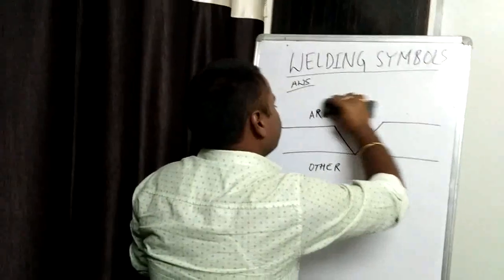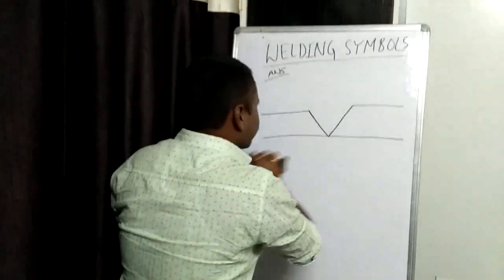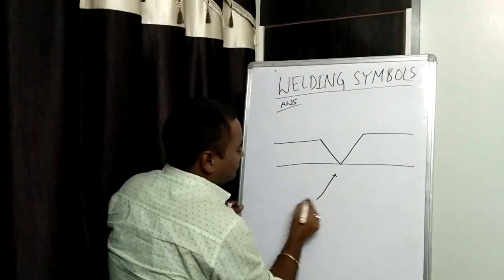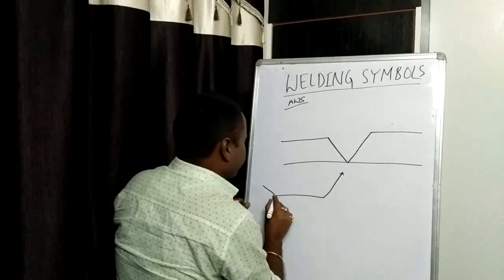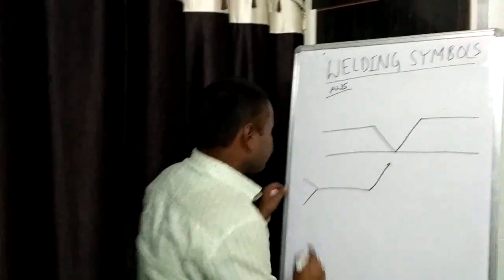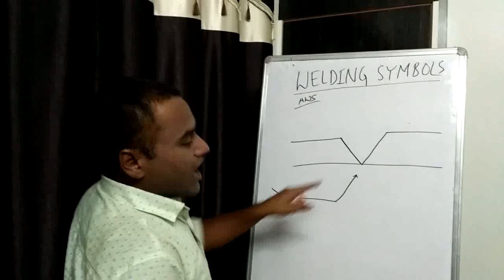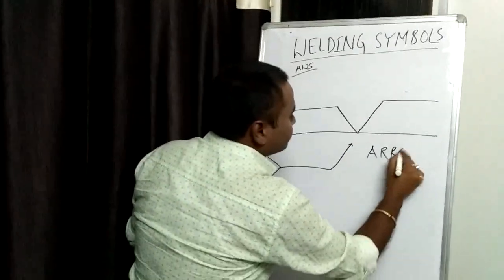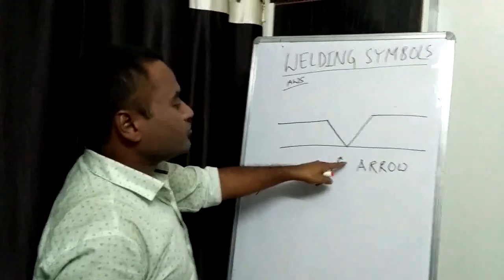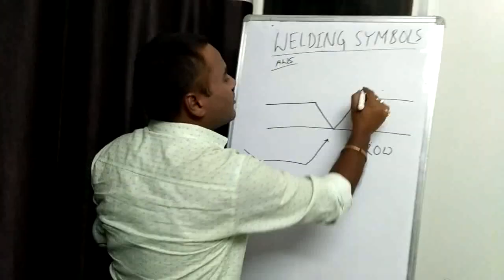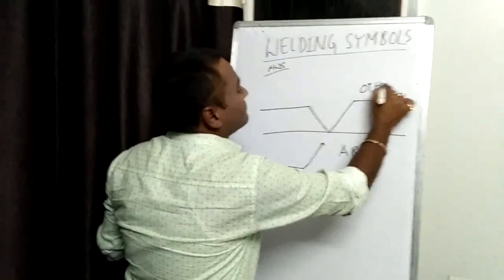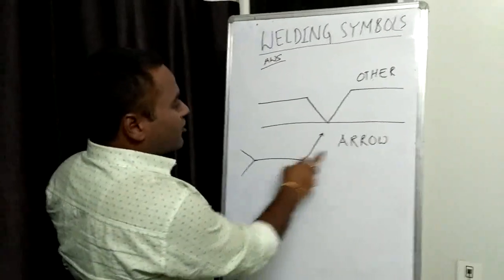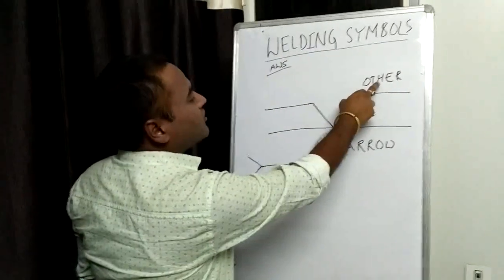Now if our side changes, then what happens? The symbol has been given from this side. In this case, our side has changed. This side has become arrow side. Why? Because arrow points to this side. This side has become arrow side now, and this side has become other side. So, our welding is not on the arrow side, but our welding is on the other side.